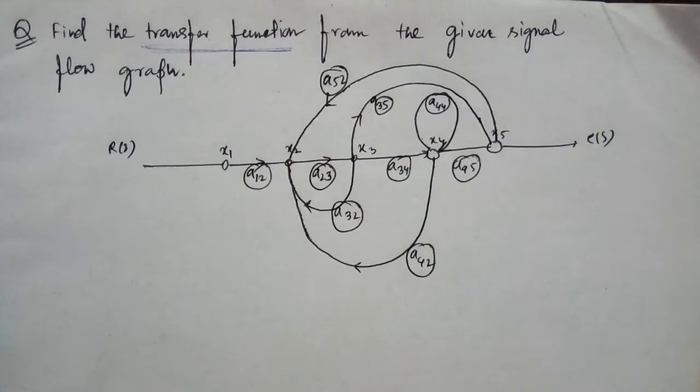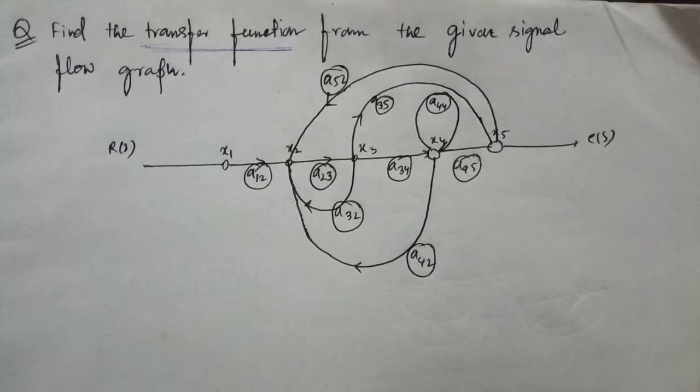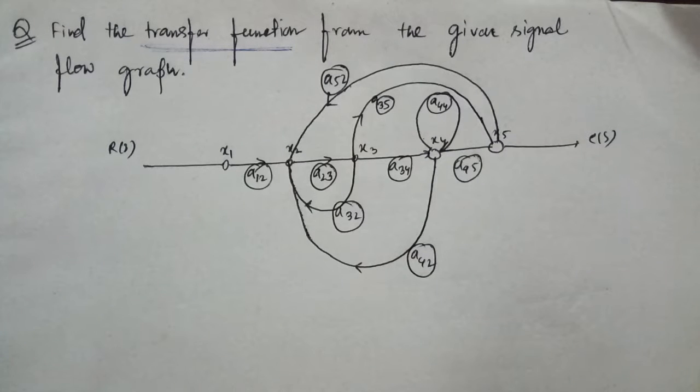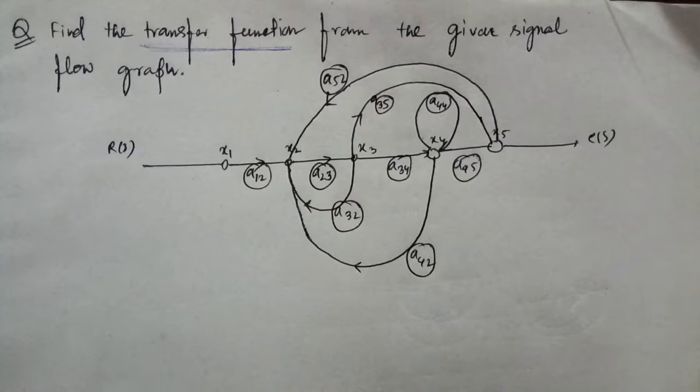In my previous video, I described Mason's gain formula, and there was some part related to delta, but the delta part is actually tough to understand if you don't see any example of it. So here is the first example and the first type of problem which comes from a signal flow graph, and it is just like this.